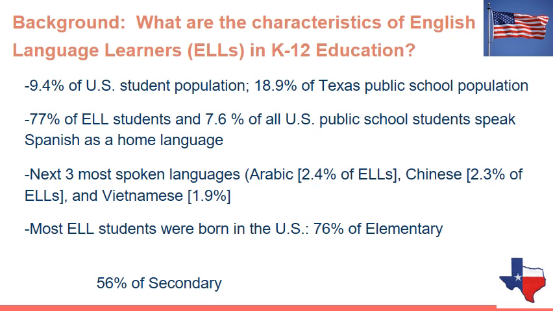Something also to note is that most students that are classified as English language learners were actually born in the United States. So 76% of elementary English language learners are US citizens and were born in the United States, and 56% of English language learners in high school were also born in the United States.